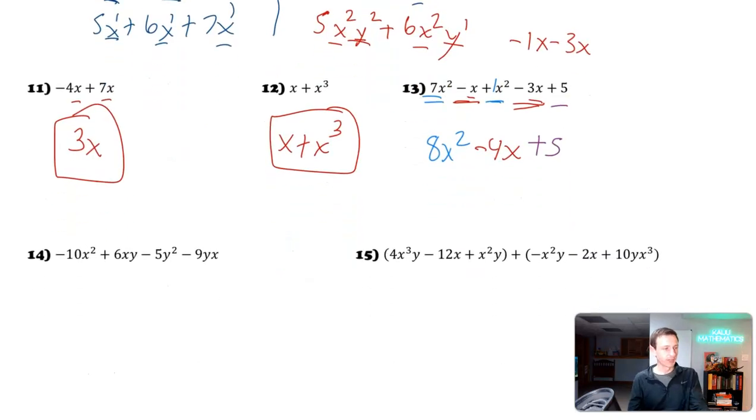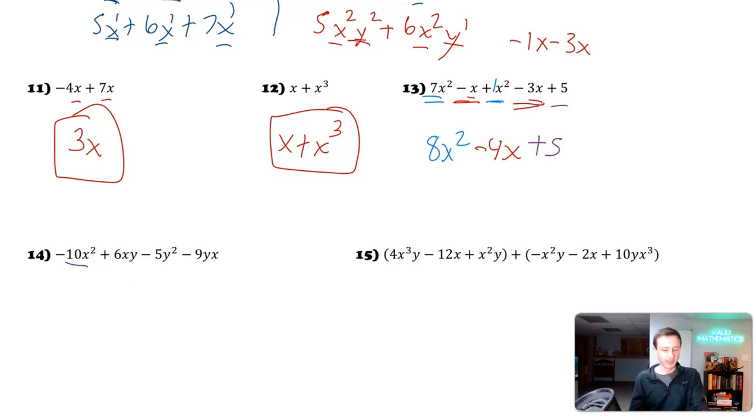So let's keep going. Number 14. Negative 10x squared plus 6xy minus 5y squared minus 9yx. So we have negative 10x squared. Do I have any like terms with negative 10x squared? I go through each individual term. This is x and y. This is y to the second. x and y are not the same. This is yx. So no like terms with the negative 10x squared.